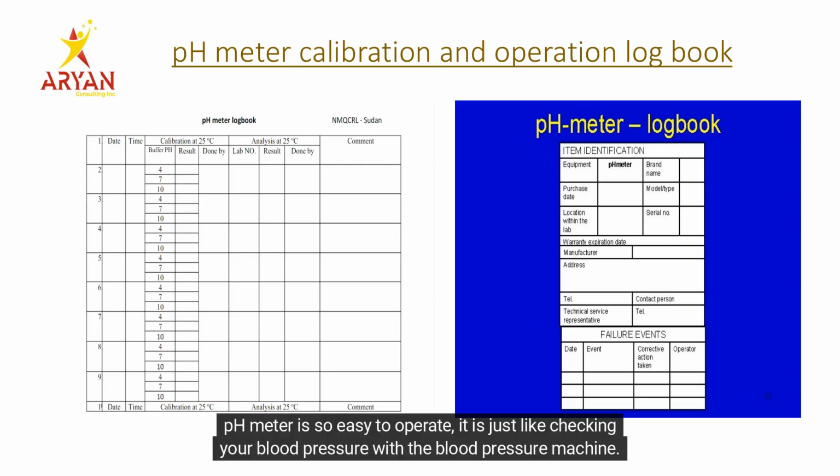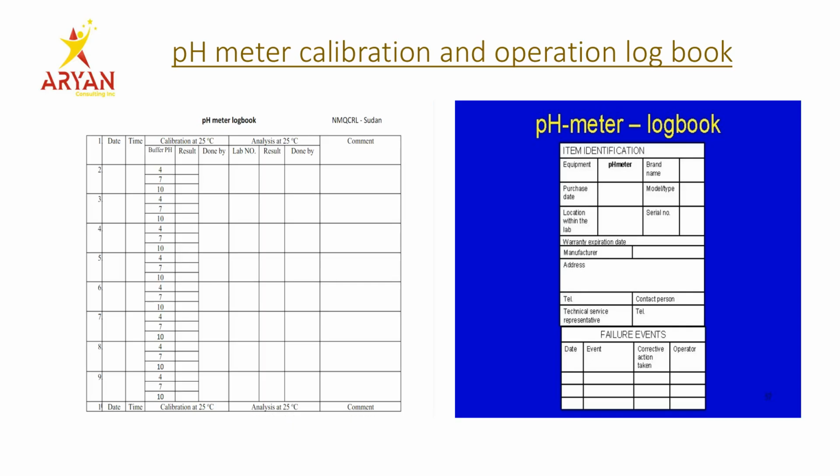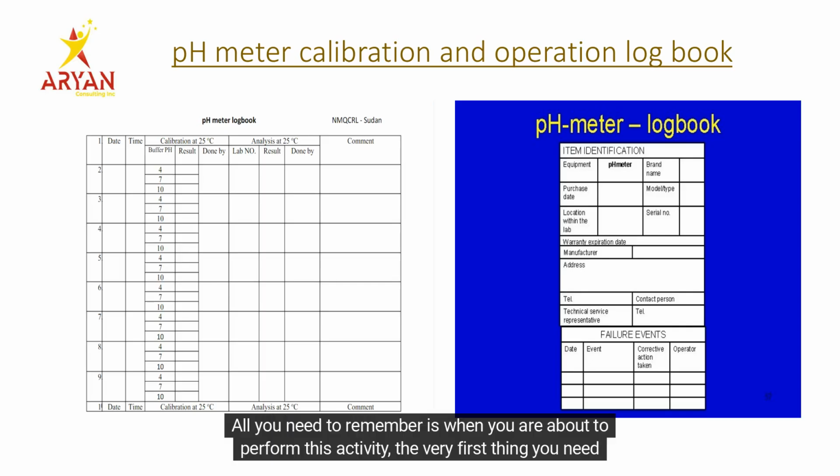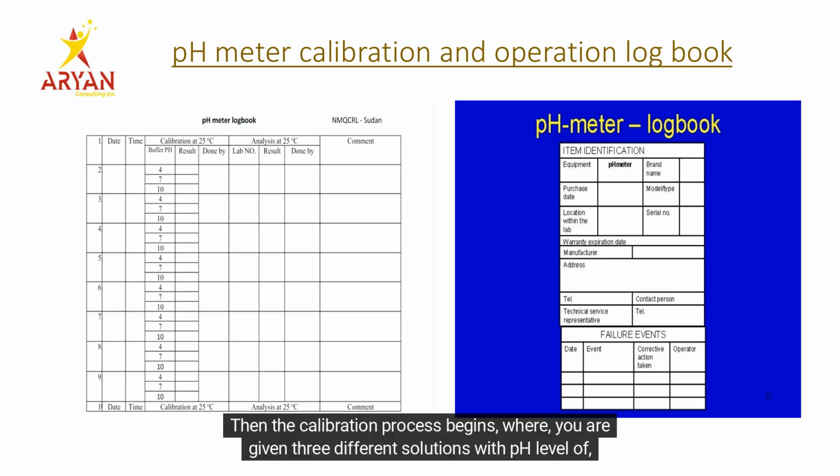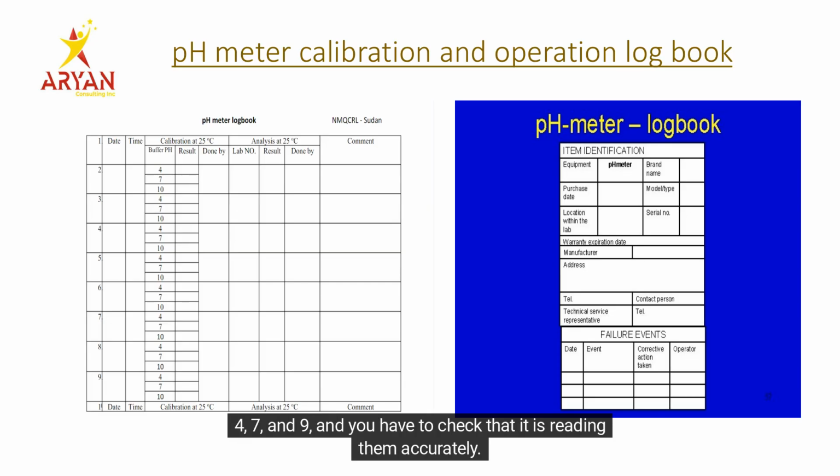A pH meter is so easy to operate, it is just like checking your blood pressure with a blood pressure machine. All you need to remember is that when you are about to perform this activity, the very first thing you need to do is a visual inspection to ensure no physical damage, then power it on and ensure it turns on. Then the calibration process begins, where you are given three different solutions with pH levels of 4, 7, and 9, and you have to check that it is reading them accurately. Between each dip for reading, you need to wipe off the probe with a sterile wipe.